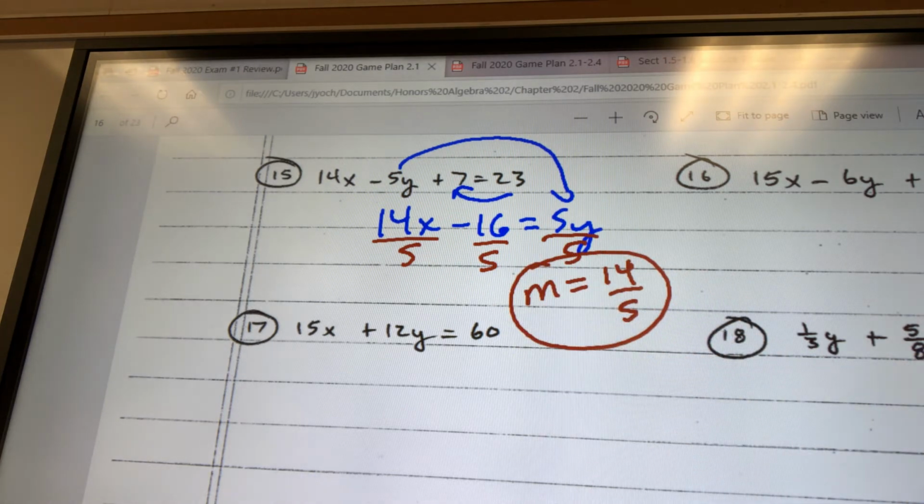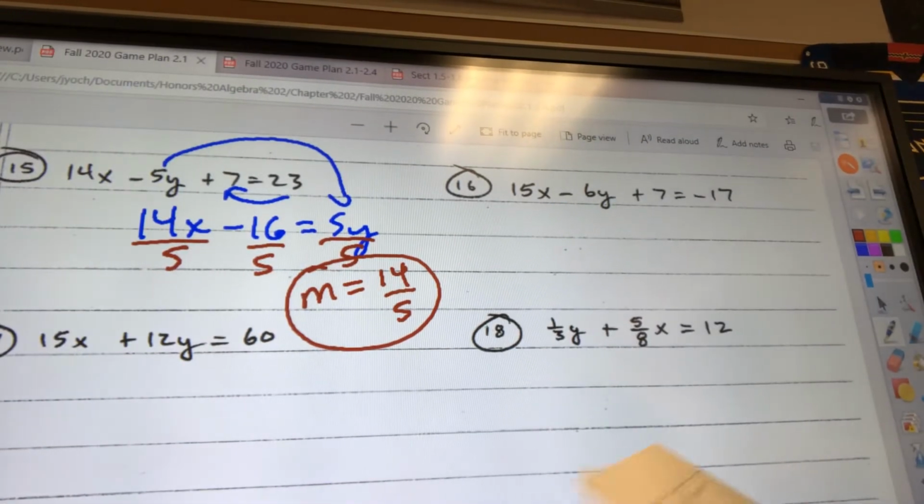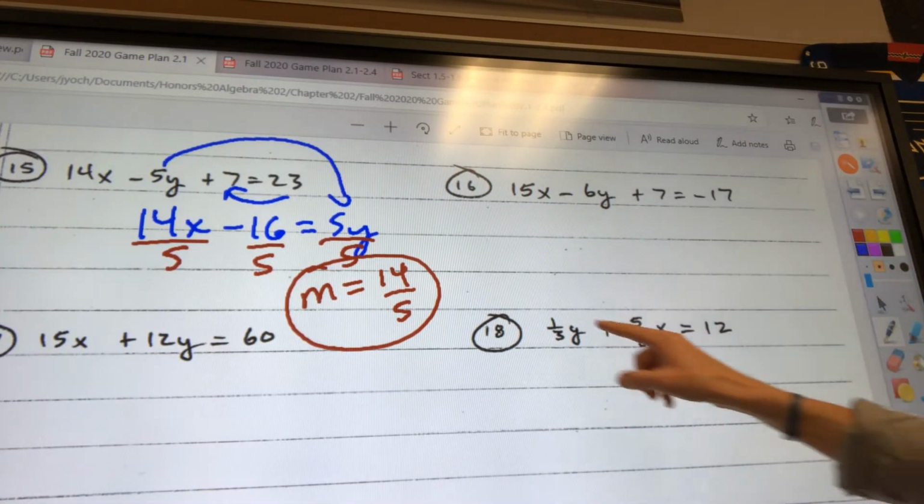All right. Many ways to do that. I think that is a pretty efficient way, and that's our goal in Algebra 2. Let's learn how to do some things with efficiency.